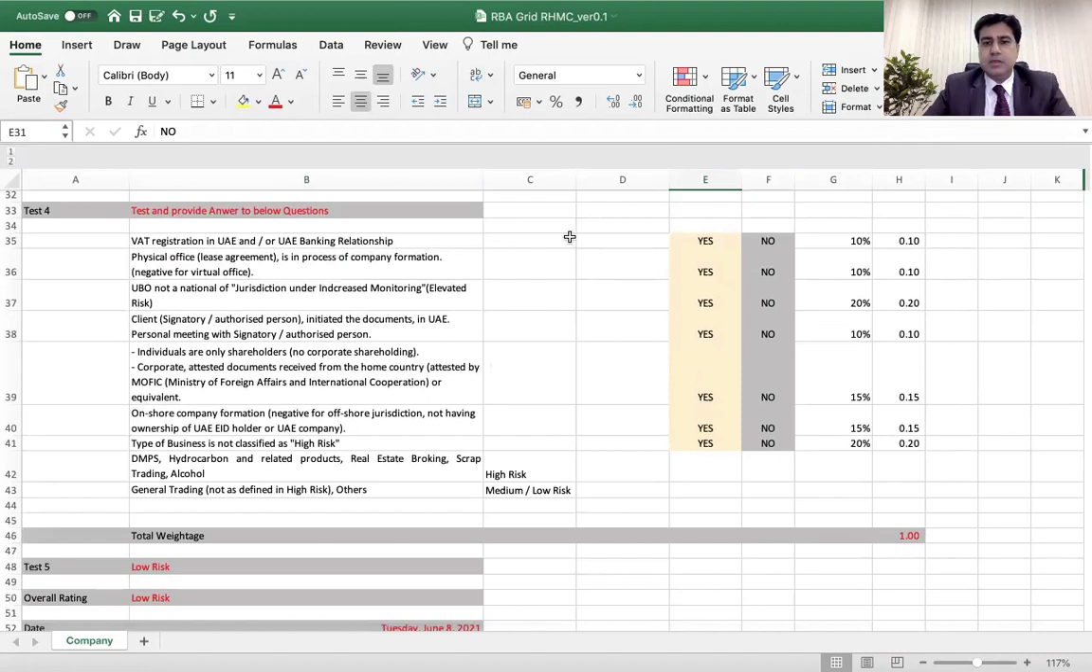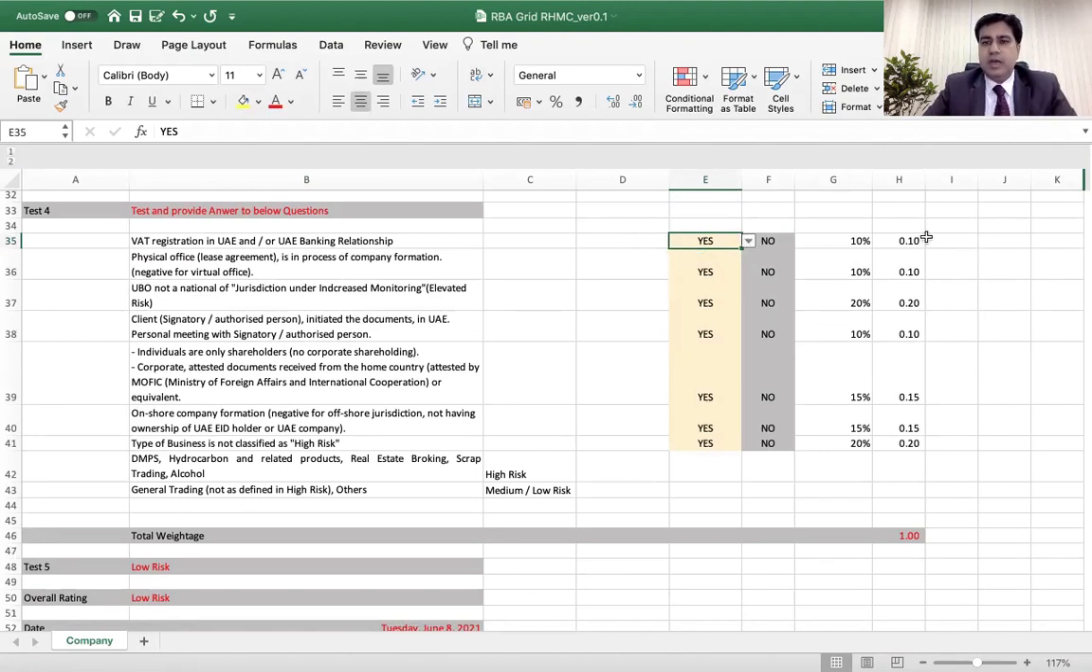Now, these are the approaches which are used. For example, one of the approaches you are looking at is whether a client has a VAT registration in the UAE or a banking relationship. How does it make a difference? It definitely makes a difference, because the client is registered on the tax portal or with the bank. That means a certain level of due diligence has been done.